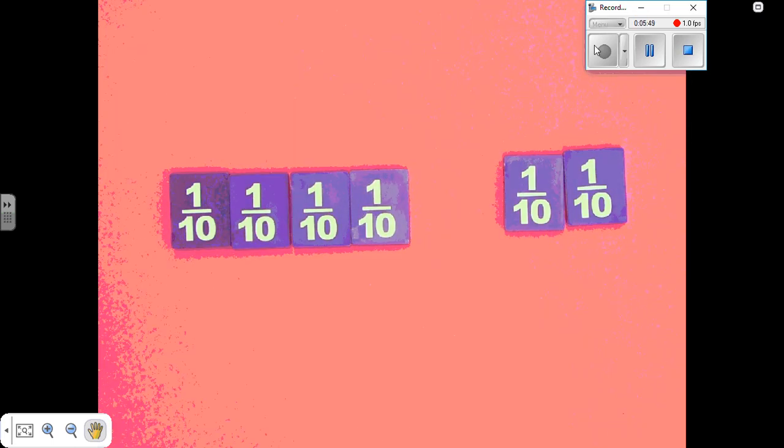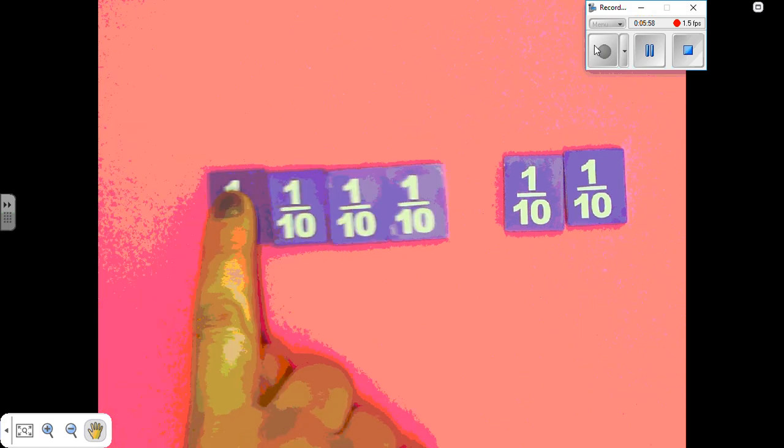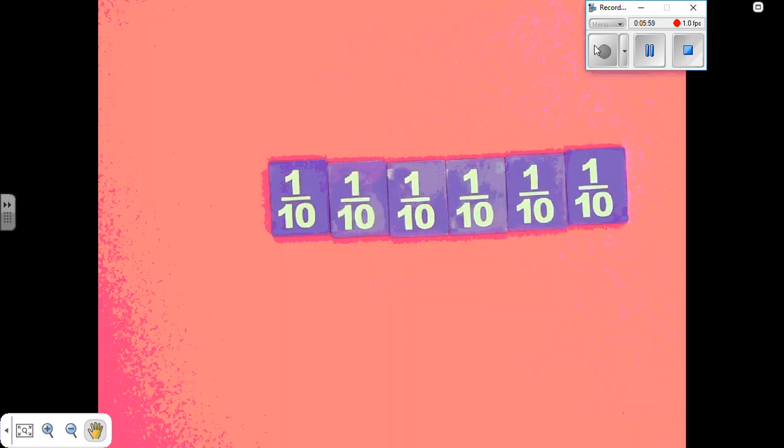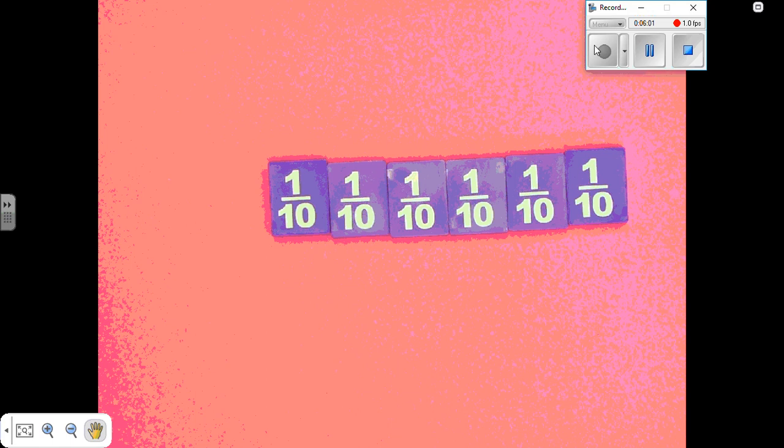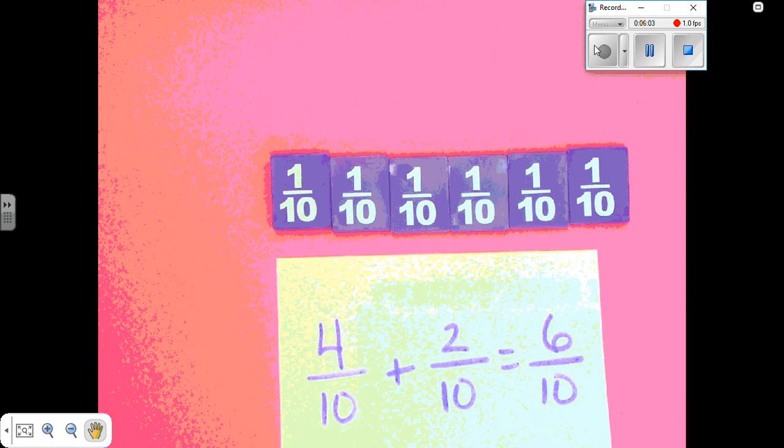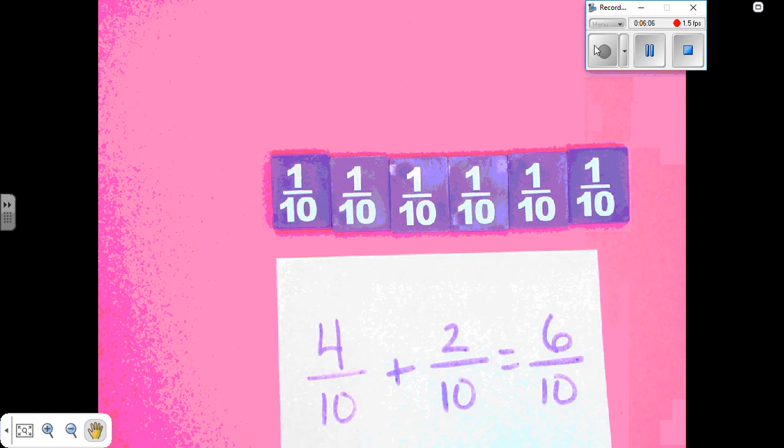Here's one more to try in your notebook. 4/10 plus 2/10. When I put them together, I have 6/10. So 4/10 plus 2/10 equals 6/10.